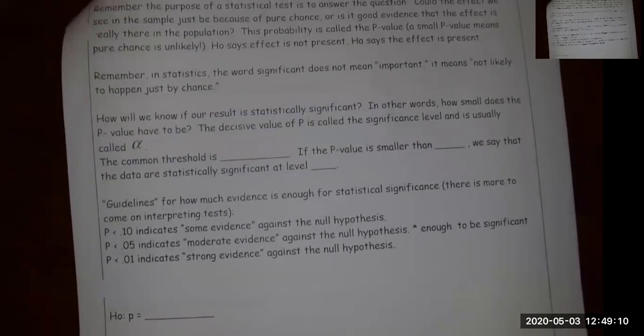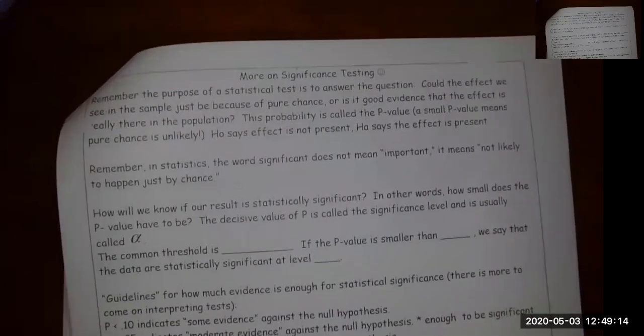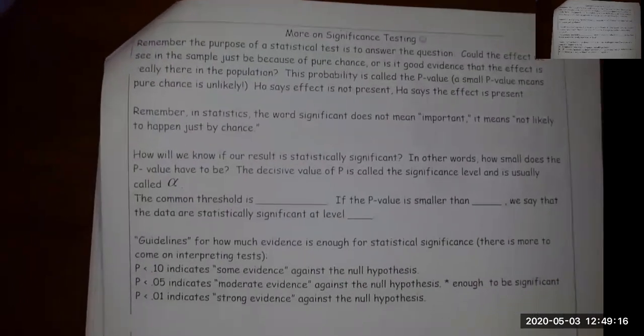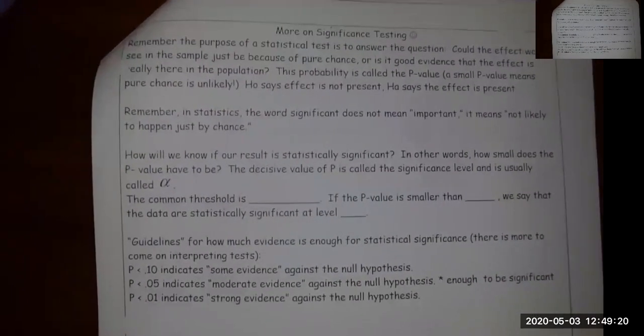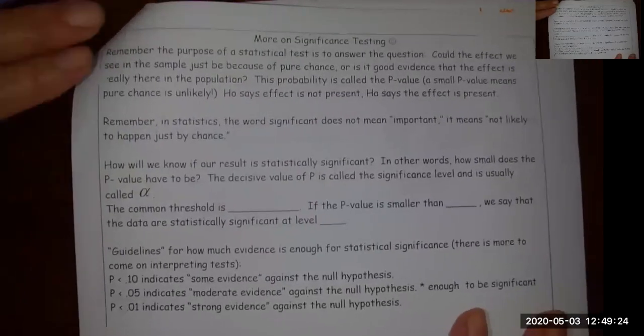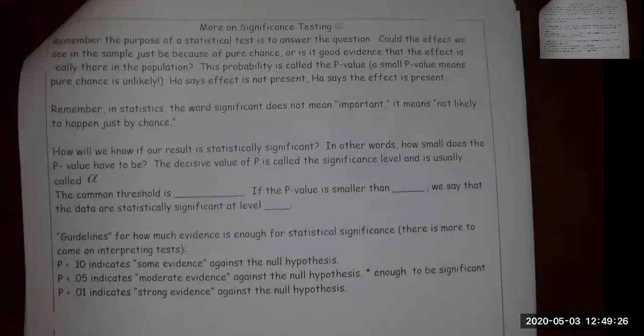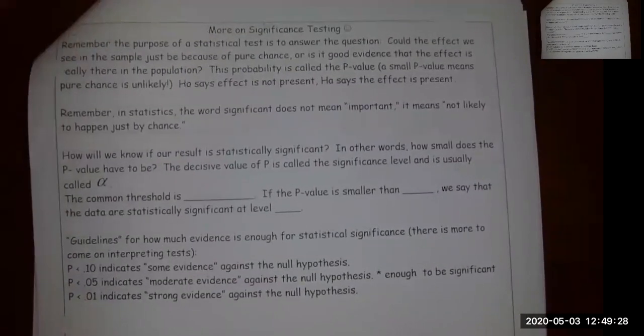Sometimes things happen by chance, right? And we get all excited and we say, oh my gosh, what a miracle! We all have the same birthday or something happens. And that's what we're trying to check here: did this just happen by chance? Or is there some statistical significance? Is it real? Is this really there? So let's look at this.